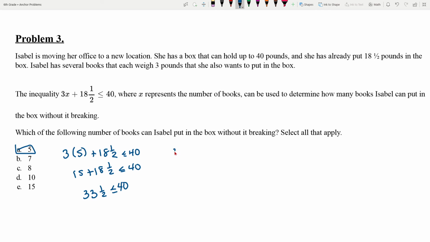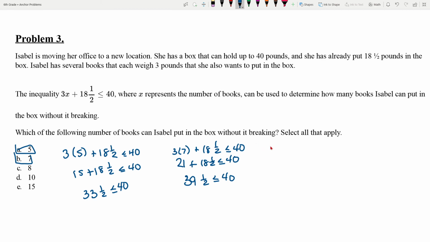Is 7 books too much, or are we going to fit it in? 3 times 7 is 21. 21 plus 18.5 is going to be 39.5. We're barely scooting by here. 39.5 is less than or equal to 40, so 7 is going to work.